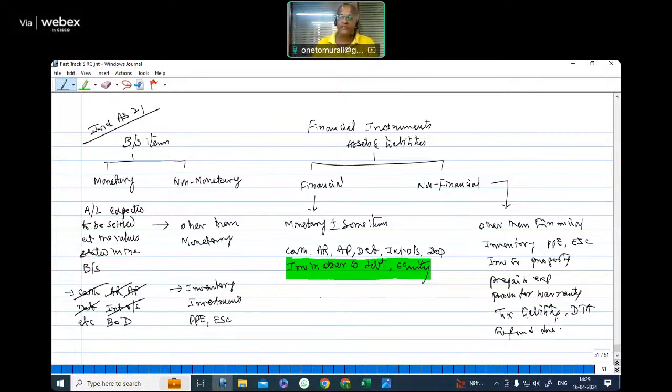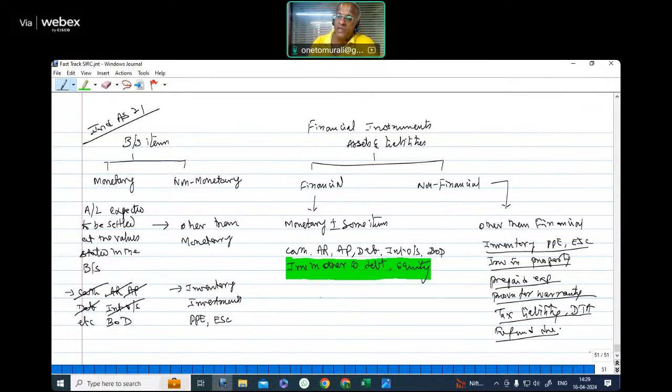So all of you please be careful. Inventory, PPE, equity share capital were all correct. Investment in property is also understandable that it is coming under non-financial. But why would prepaid expenses, provision for warranty, tax liability, DTA, refund due be taken up under non-financial? Especially the tax liability will involve outflow of money. Refund will also result in inflow of money. Why would these items be excluded from financial?